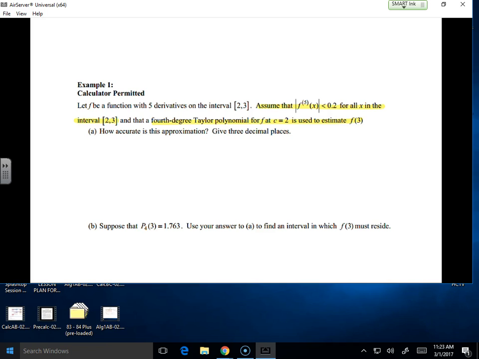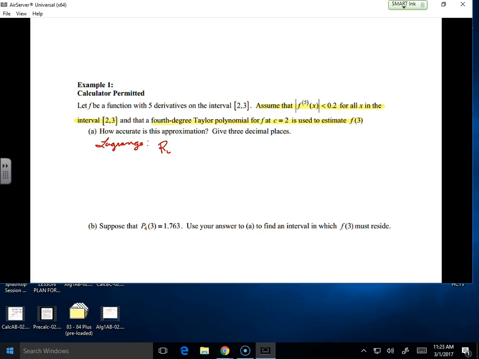What are they asking us to do? How accurate? What does that mean? That means how far off, right? Did they tell us that this is an alternating series? Nope. So what are we using? Lagrange. I'm writing it first to help us remember the name. And what does Lagrange say?